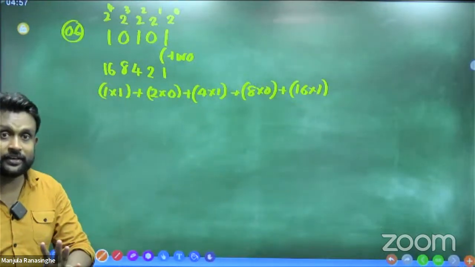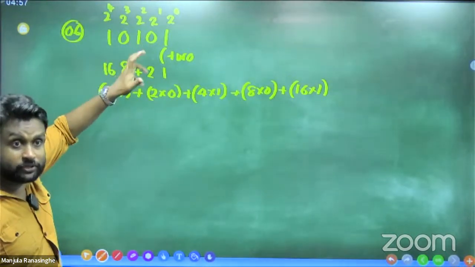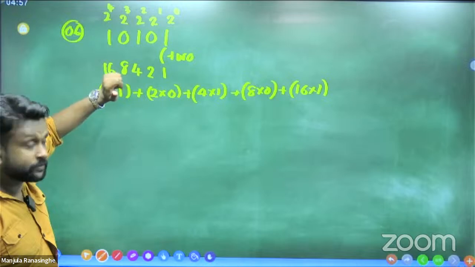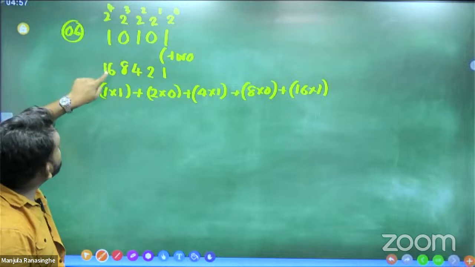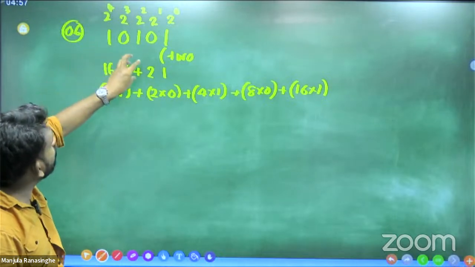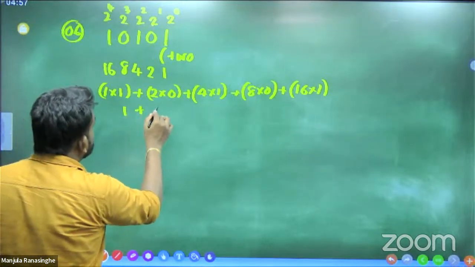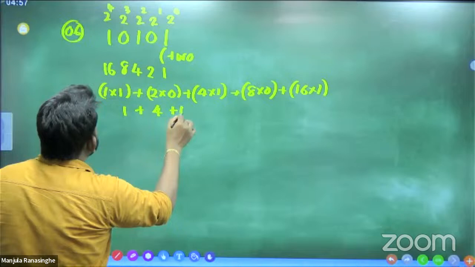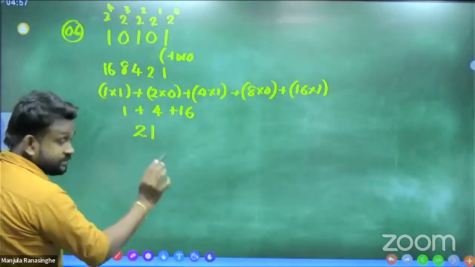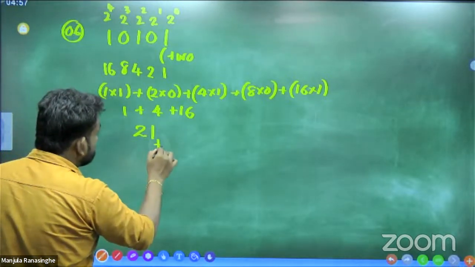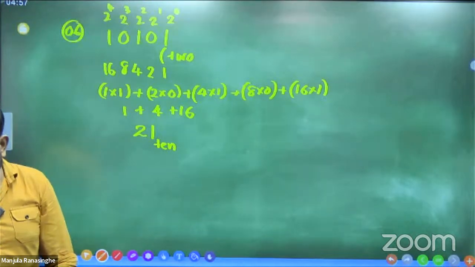But generally you can disregard the 0 values. Why? They don't contribute a value to the final answer. So just 1, then 4, then 16. Then add all of them: 1, 4, 16. 16 plus 4 is 20, plus 1, 21. The final answer is 21 base 10. Okay, right.